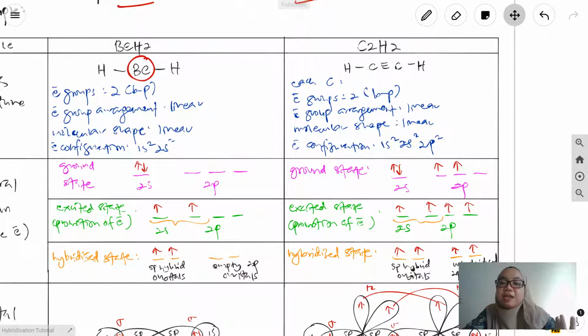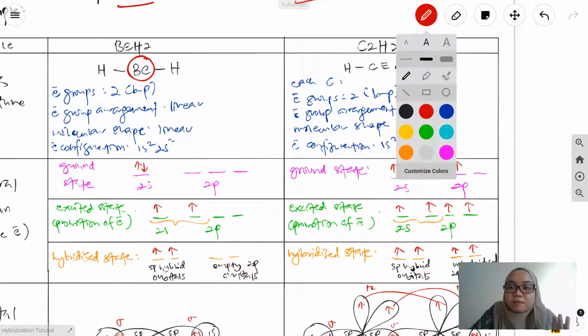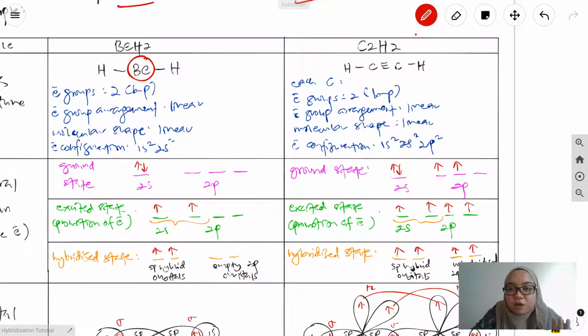This one contains a multiple bond, or we call it a triple bond here. In a triple bond, we have one sigma bond and two pi bonds. So we need to do this for each carbon. Each carbon will undergo hybridization. For each carbon, the electron group is 2, and the electron group arrangement and molecular shape according to VSEPR theory is linear. The electronic configuration is 1s2, 2s2 and 2p2.